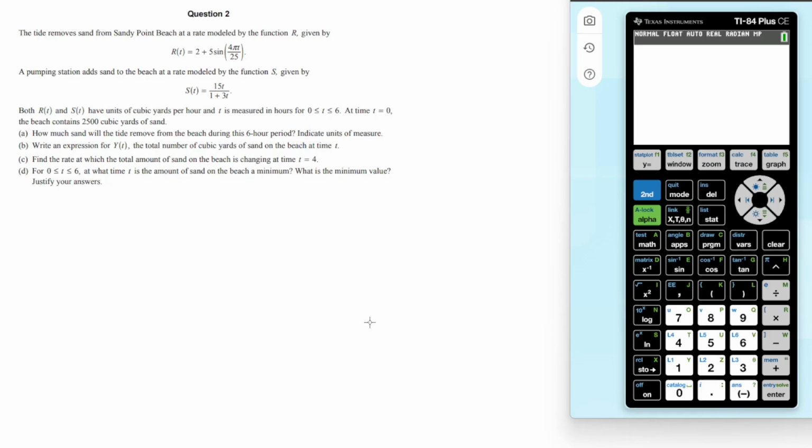Hello, welcome back. Today we're going to look at question number 2 from the 2005 AP Calculus AB free response section. So let's look at it. The tide removes sand, so that's important information. We should look at that.